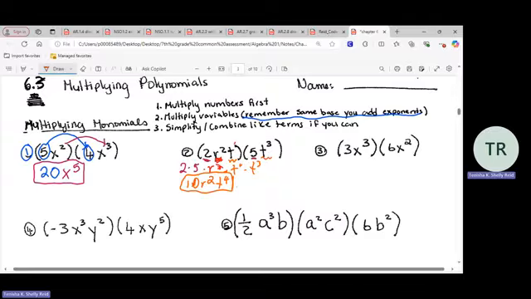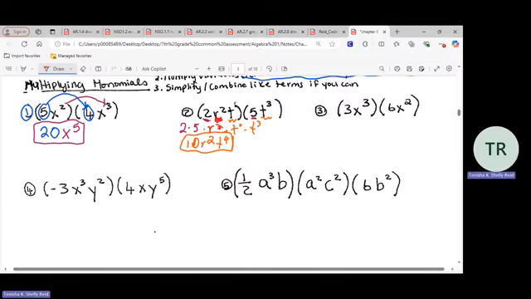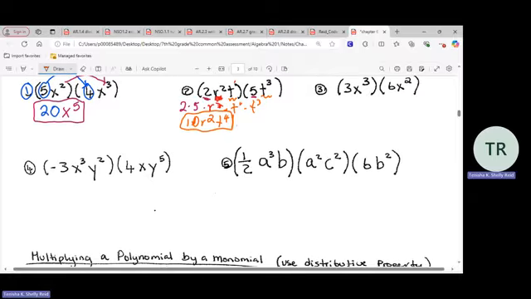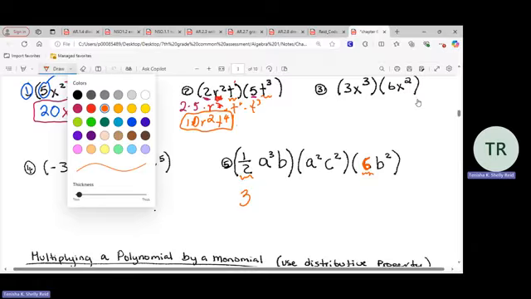Let's look at number 5. Oh, 5 looks fun because they're all being multiplied. So again, numbers first. This number is 1/2. This number is technically 1. And this is a 6, y'all. Don't laugh at my 6. All right. So numbers-wise being multiplied, we have 1/2 times 6. And that is 3. Then we're going to multiply the variables.